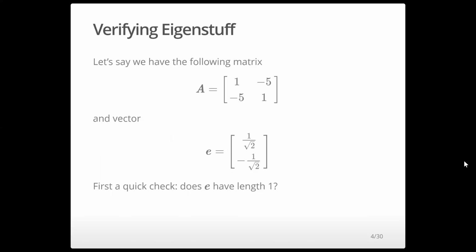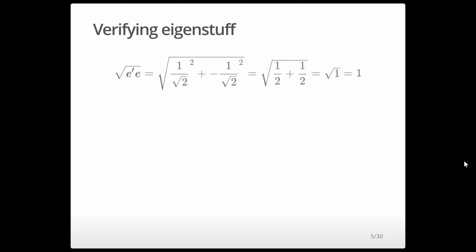So we can start by verifying the relationship between eigenvectors and eigenvalues. Let's say we have this matrix here at the top, A, and then we have this vector denoted E, which is 1 over root 2, and then negative 1 over root 2. First, we can check whether E has length 1. If you remember how to do that, we take the square root of E transpose E. Here, you can verify this for yourself. This vector does have length 1, so it satisfies the definition of a normalized eigenvector.